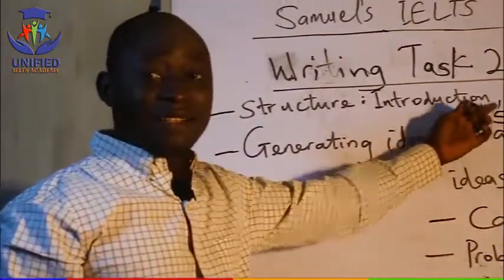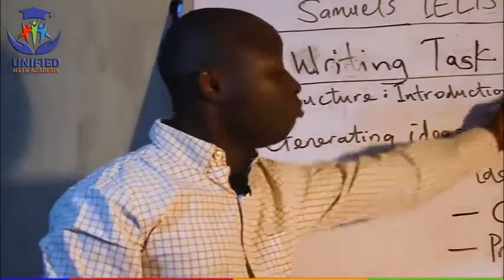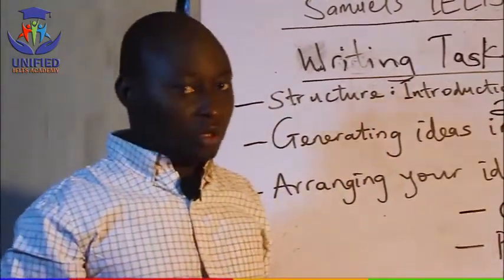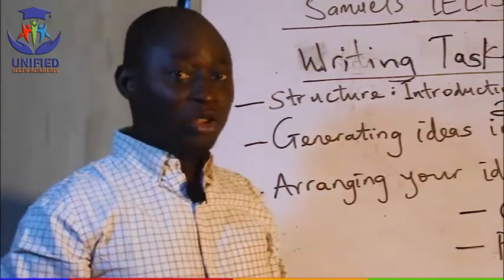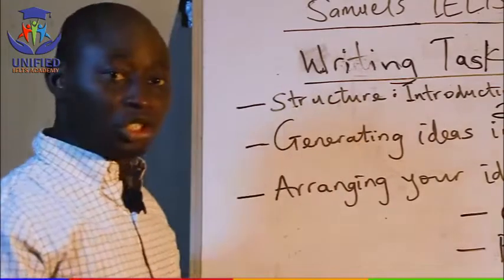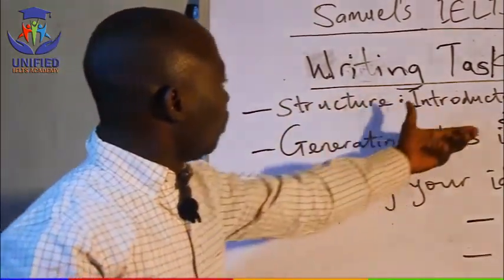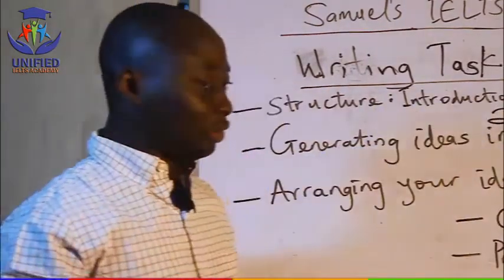If you write less than 250, you will be penalized. But if you write more than 250, you cannot be penalized. So far, you have written that under the given time. So you look at the structure of writing task 2, where you have the introduction.